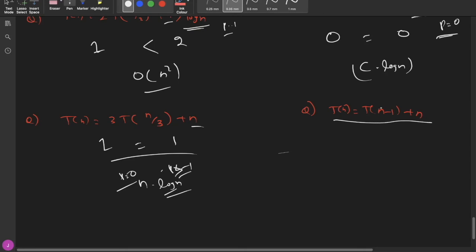This is the decreasing function. This is not a dividing function. So in the decreasing function, as I have told you, you have to check for the a value. The a value is 1 here. That means whatever is present on the right side, we can just multiply n to that and we get the result as order of n square.